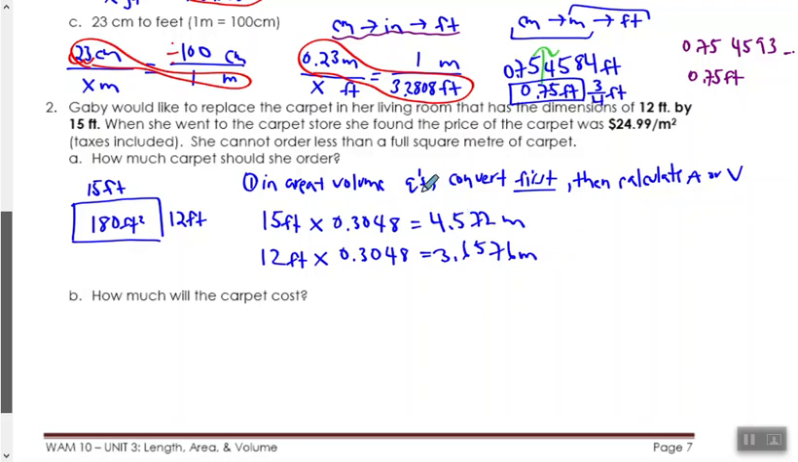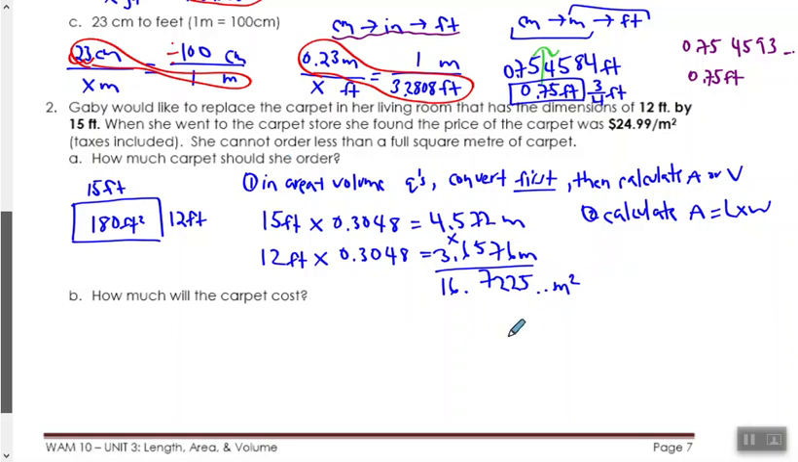Okay. So for step 2, we are going to calculate our area now that we have our dimensions converted. So calculate area. So we'll do my length times my width. So 4.572 times 3.6576. And once that is calculated, we get 16.7225, so on and so forth. And meters squared. So not 180 feet squared, now we have it in meters squared.